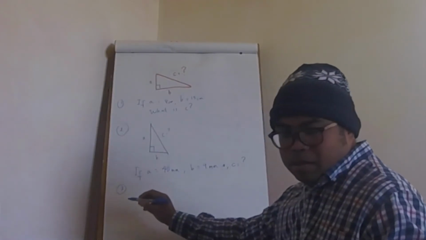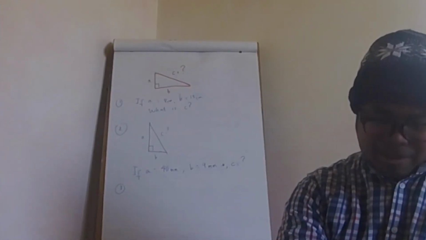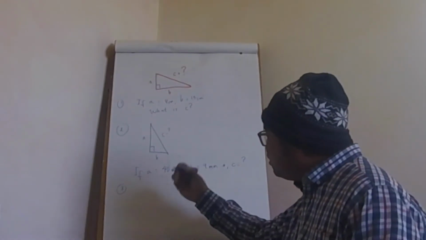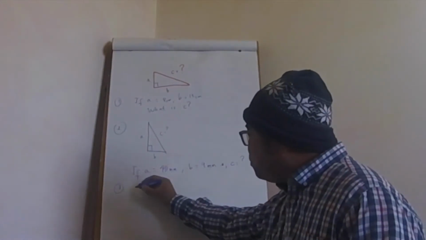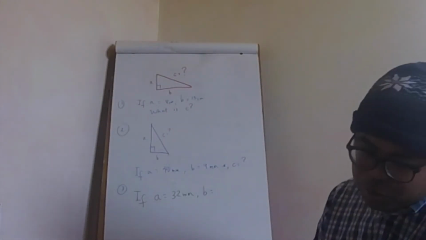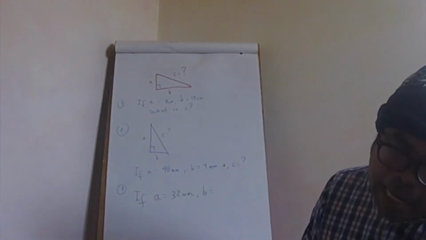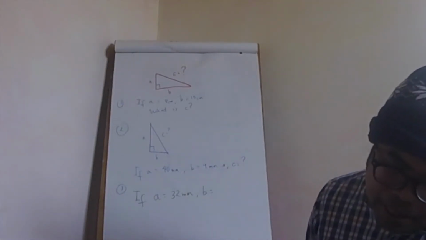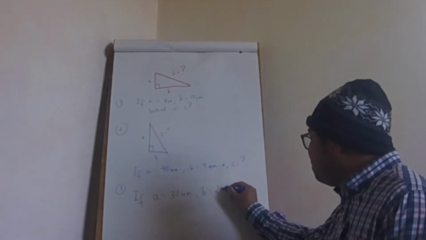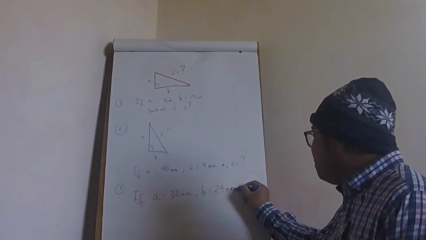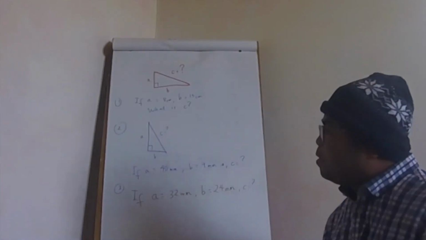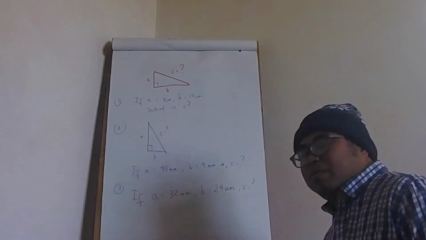You could also do this backwards, couldn't you? Like find out C and then find out the others. Yes, that's for tomorrow. But we need to just practice this, otherwise there's too much information. So, last question: if A is 32 mm and B is 24 mm, what is C?